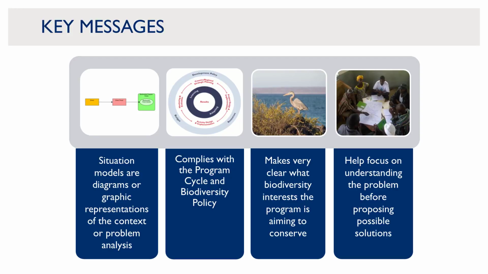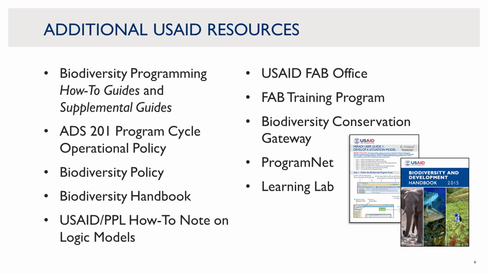In addition to this interactive how-to guide, there are numerous resources available to USAID staff and partners. Links to each of the resources mentioned here can be found in the resources section below this video. The USAID Biodiversity Programming How-To Guides provide explicit step-by-step instructions on developing situation models, using results chains to depict theories of change, and defining outcome statements and indicators for monitoring, evaluation, and learning. This series of presentations are based on those guides.